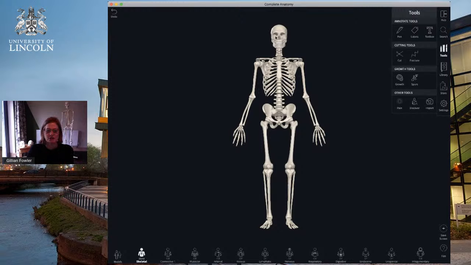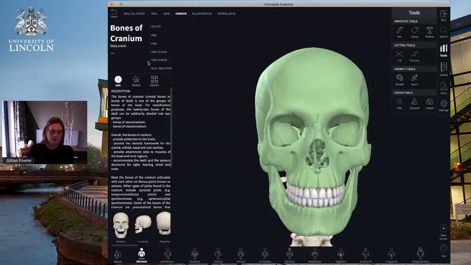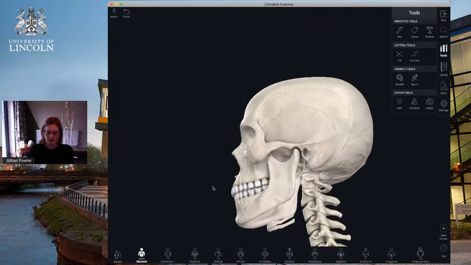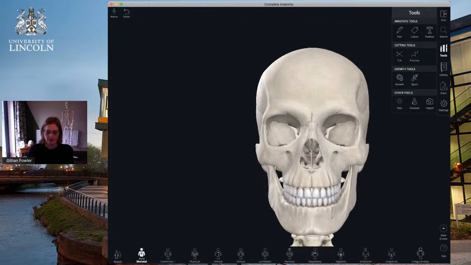Now we can do some cool things with this app, and we can look at the cranium or the skull. So the skull is the cranium, which is the head bit there, the top of the head up to the upper teeth, and then the mandible is the lower jaw, and that makes up the skull. So we can have a look around there, we can turn it around and see.